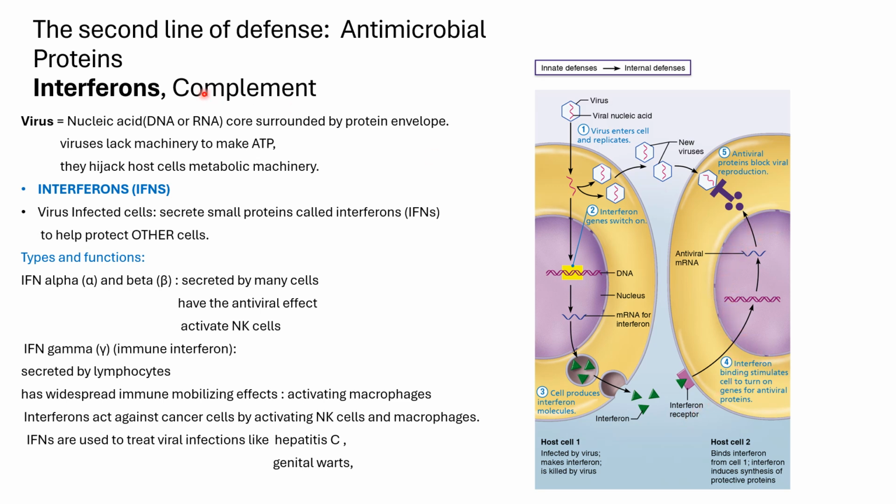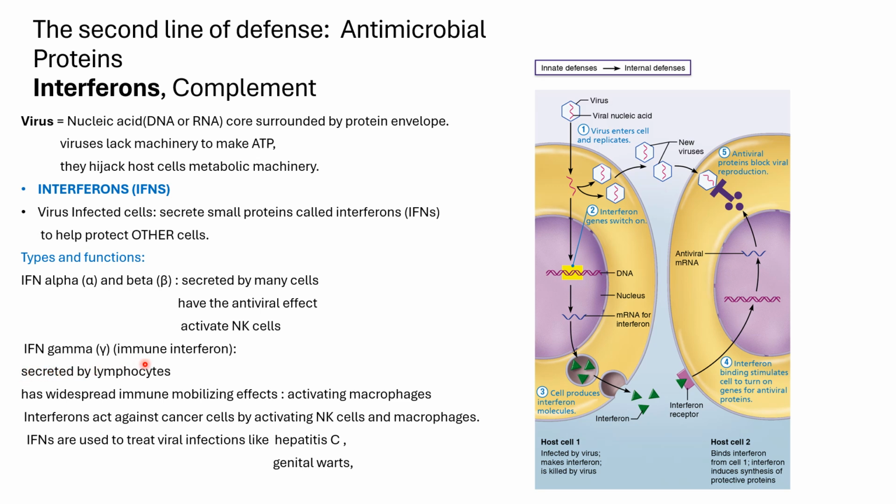So these are interferons. Interferons can be alpha and beta, or they can be interferon gamma. So why have I written them separately? Because interferon alpha and beta are secreted by many cells, and they have many antiviral effects, and they also activate natural killer cells. We know when we went over natural killer cells that their target cells are the viral infected cells and the cancer cells.